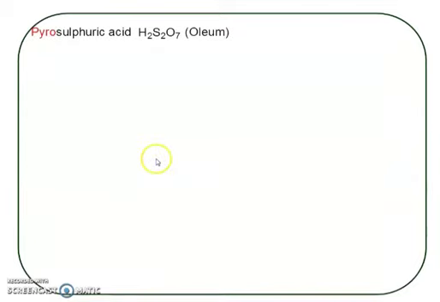Another example, pyrosulfuric acid. Its formula is H2S2O7, that is oleum. It is also called oleum. So here there are 2 hydrogen atoms, 2 sulfur atoms and 7 oxygen atoms. Now each sulfur atom is joined to an oxygen atom through a double bond, and it must be attached to an OH group through a single bond. So first of all, draw the structure of S double bond O and OH. So in this oleum, 2 such structures are there.